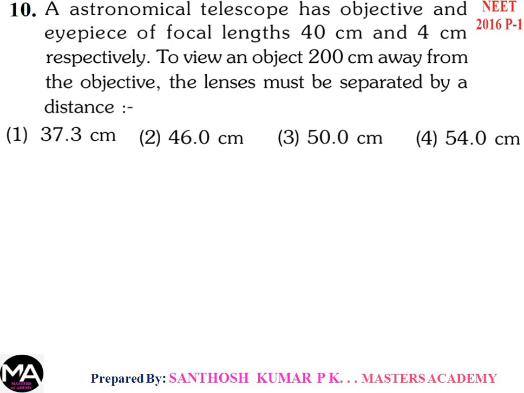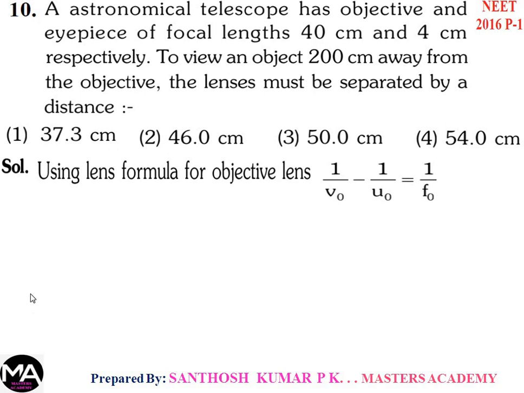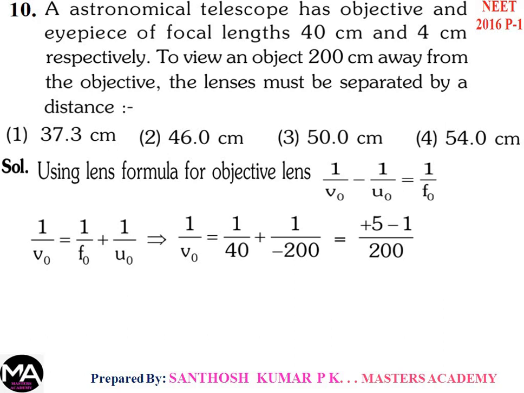So next problem. An astronomical telescope has objective and eyepiece of focal lengths 40 cm and 4 cm respectively. To view an object 200 cm away from the objective, the lenses must be separated by a distance. So you have to obtain the distance between the two lenses to view an object 200 cm away from the objective. Now using the lens formula for the objective, we know that 1 by v naught minus 1 by u naught is equal to 1 by f naught. So 1 by v naught is equal to 1 by f naught plus 1 by u naught.